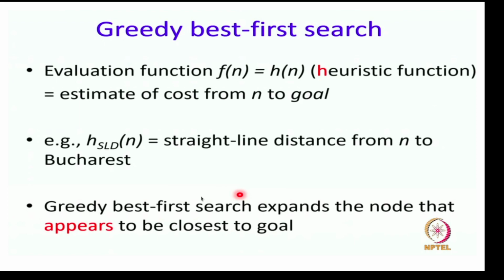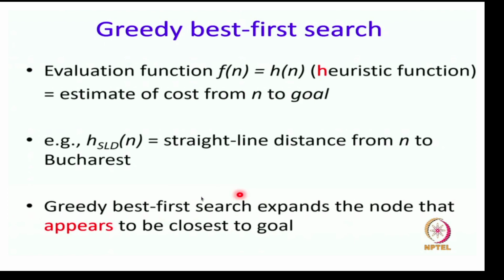Now what is greedy best first search? It says the evaluation function will be equivalent to h of n, the heuristic. What is the heuristic? It is the estimated cost from the nth node to the goal node.